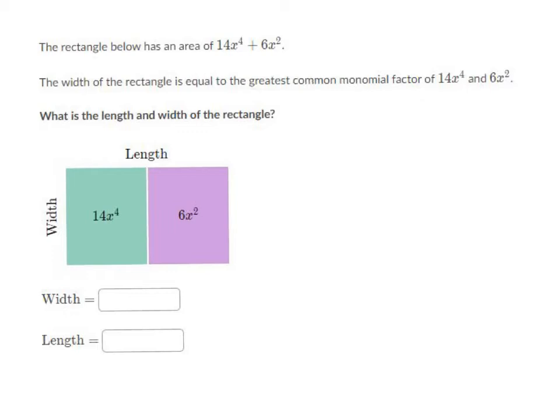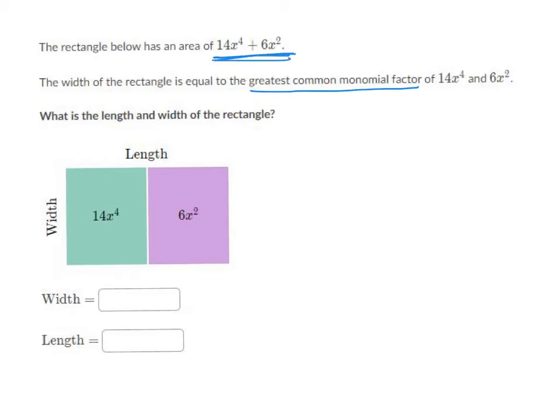Okay, this one may look a little scary, but I guarantee you know how to do it, I promise. So, the rectangle below has an area of 14x to the 4th plus 6x squared. The width of the rectangle is equal to the greatest common factor of 14x to the 4th and 6x squared. What is the length and width of the rectangle?